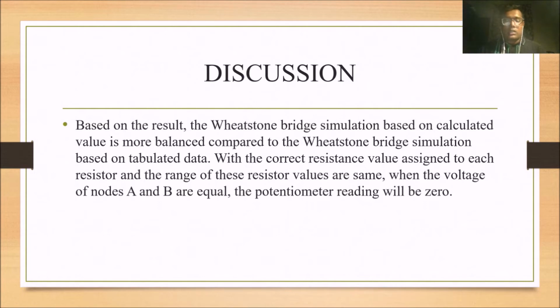So with the correct resistance value assigned to each resistor and the range of these resistor values being the same, when the voltage of nodes A and B are equal, the potentiometer reading will be 0. So that's all from me. I would like to pass this presentation to my teammate. Thank you.